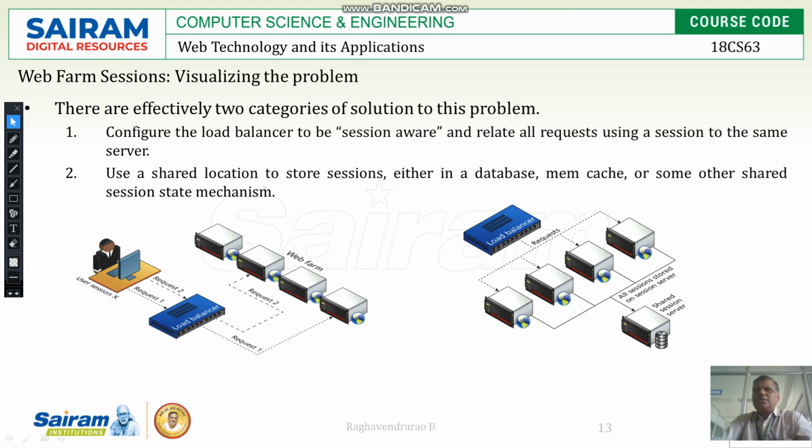The second is to use a shared location to store the sessions, even in the database, memory cache, and others; shared sessions can be a state mechanism. See here, the load balancer is going to be there. What the load balancer does is go to all the different sessions stored on the servers, and finally it goes to the shared session server. There it is getting stored. This is in the web server, we can say. So there the data is getting stored.